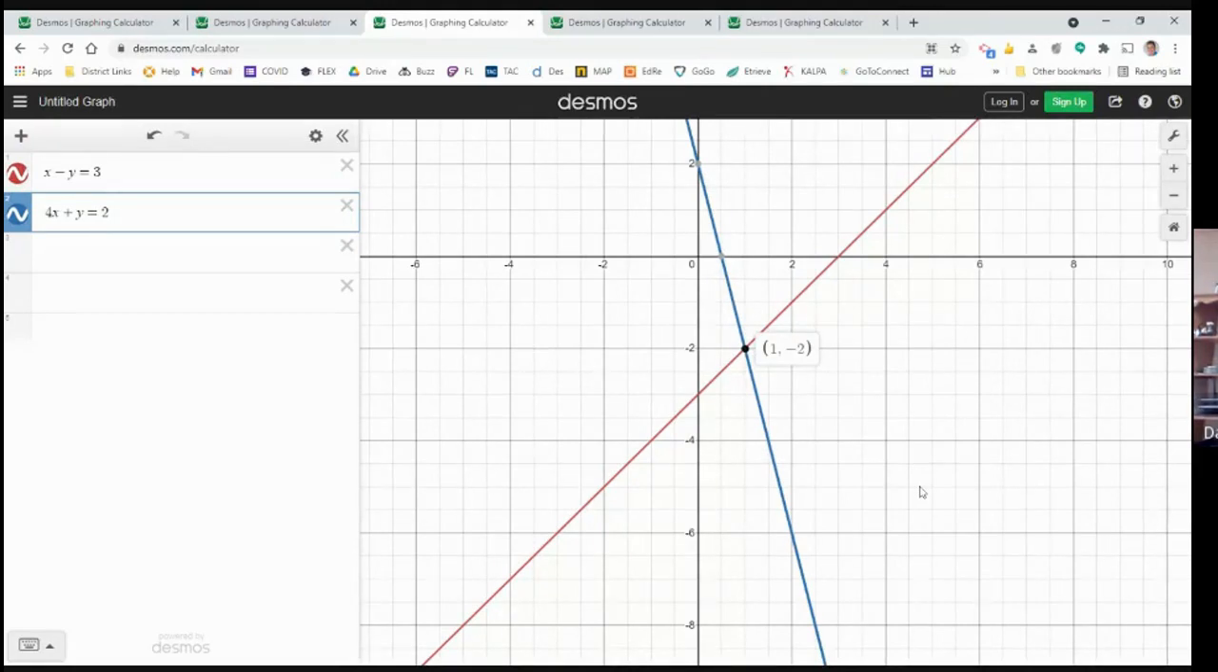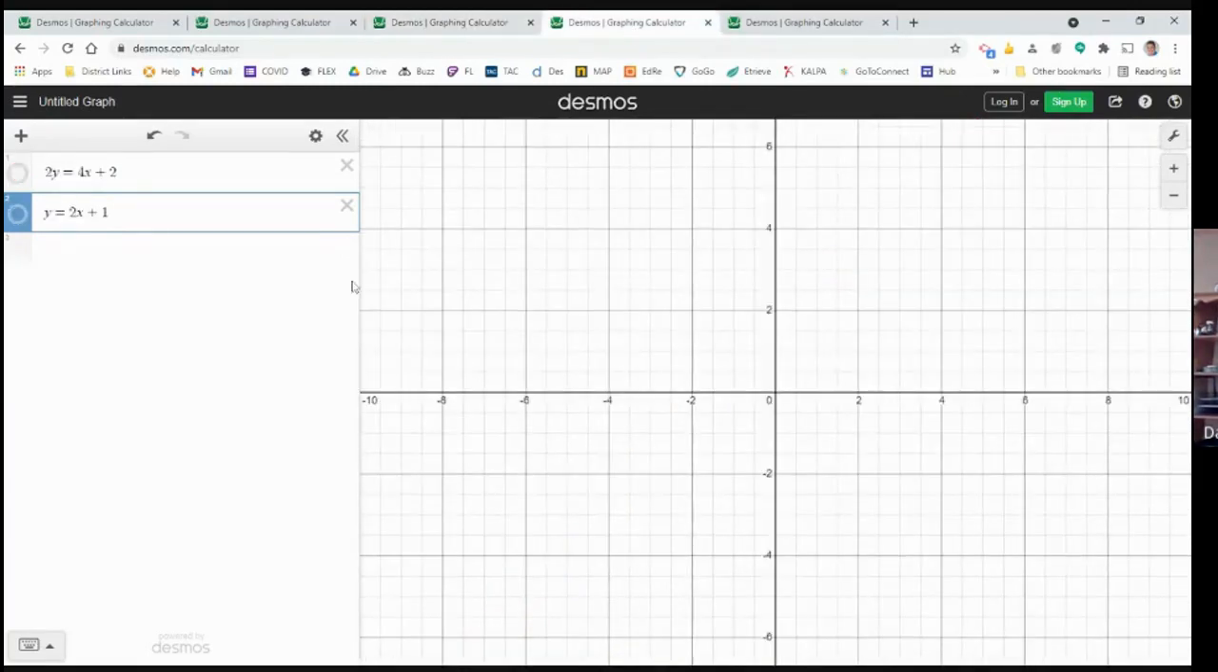Oh, very nice. All right, let's look at a different example. Now, this is one that if we did this algebraically, whether we did it by elimination or whether we did it by substitution, we would end up with one of those problems like 2 equals 2, where everything went away. We didn't get an x equals something or a y equals something.